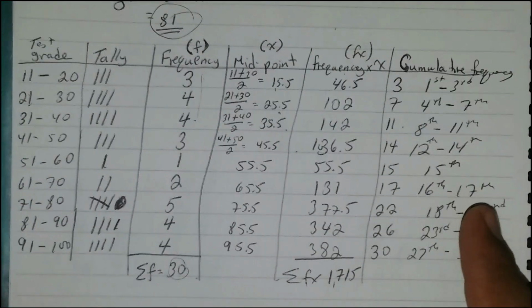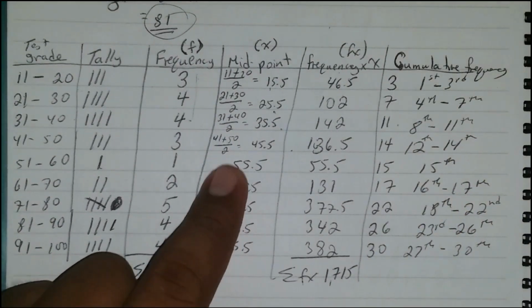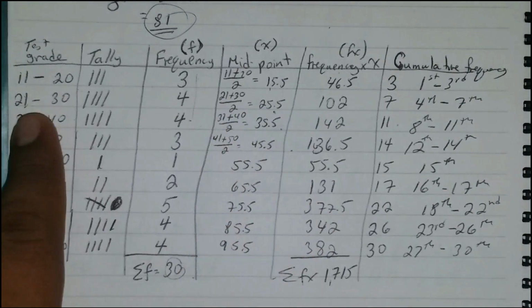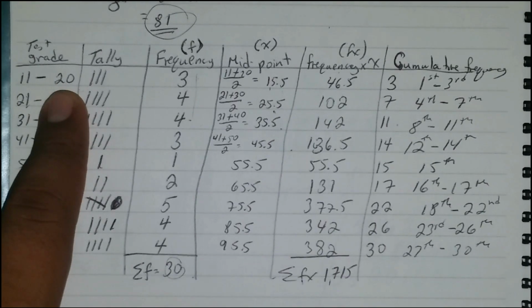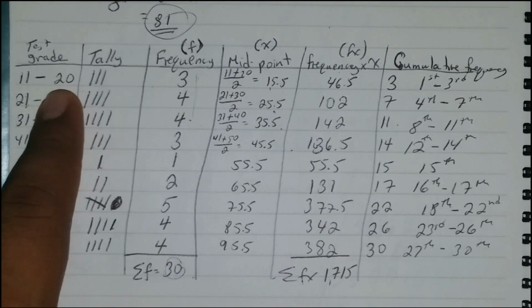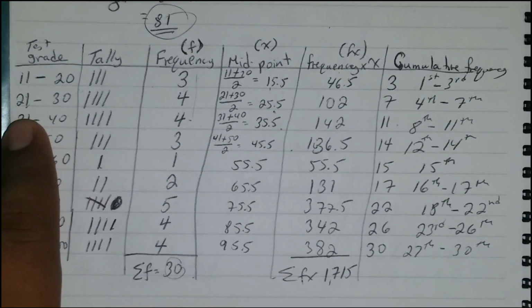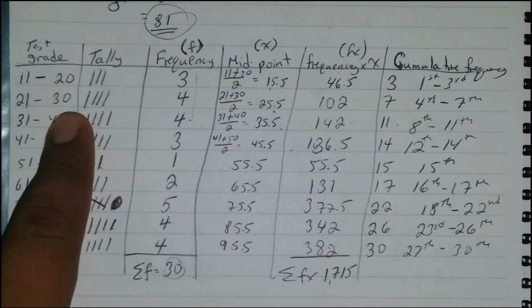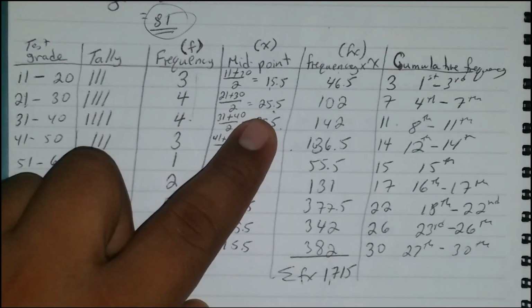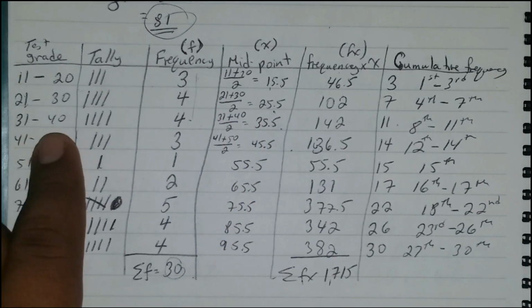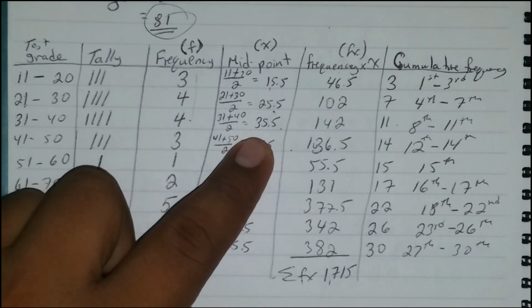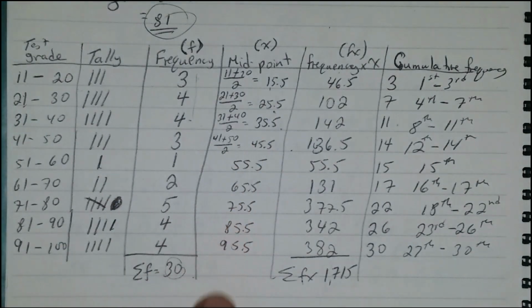Then we moved on to the midpoint. What we quickly do is add the lower limit with the upper limit, and then divide by 2. So 11 plus 20 divided by 2 gives me 15.5. 21 plus 30 divided by 2 gives me 25.5. 31 plus 40 divided by 2 gives me 35.5, and so on, and that's how I got the midpoint.